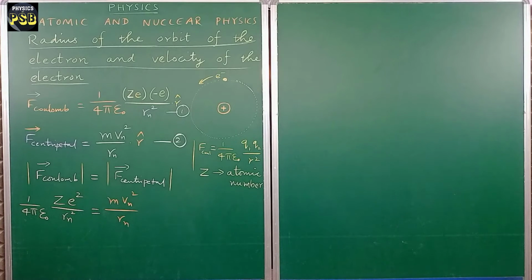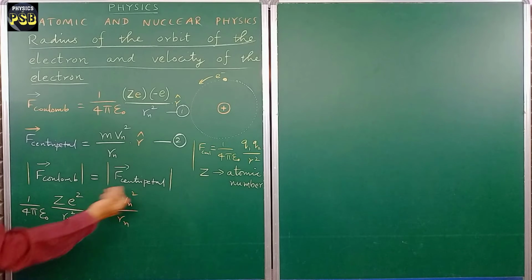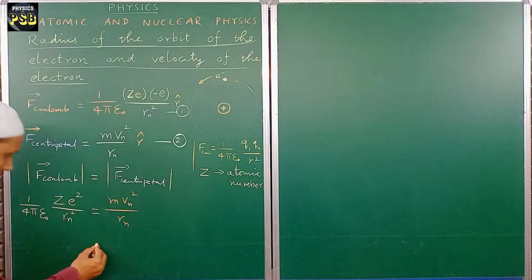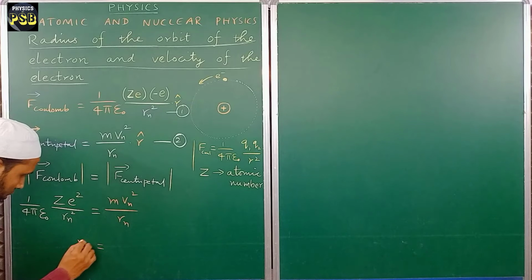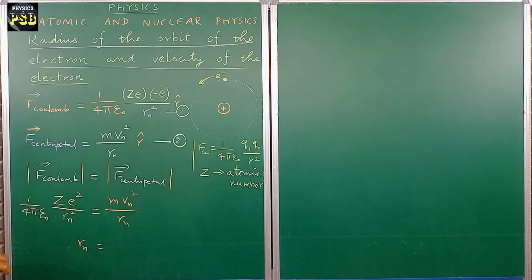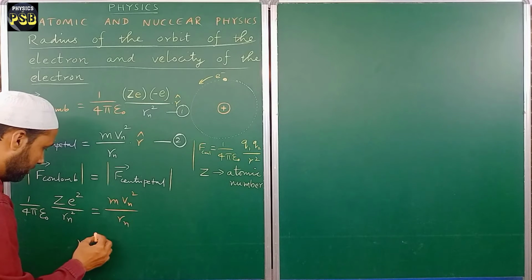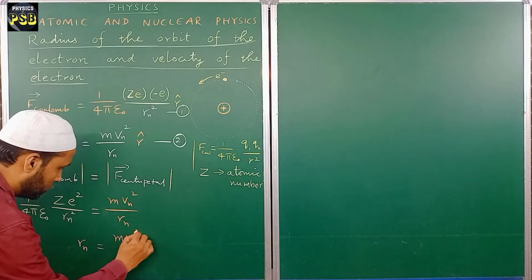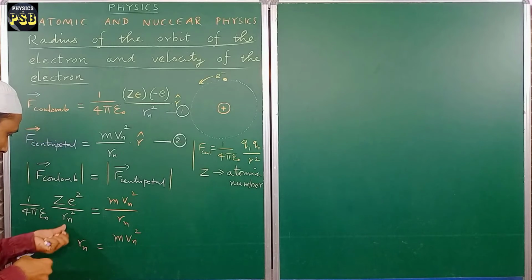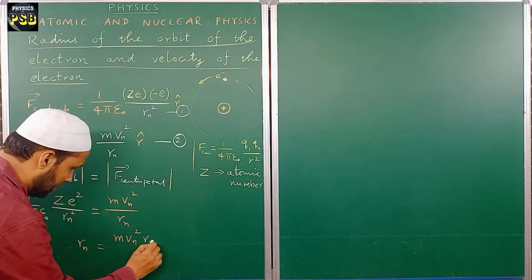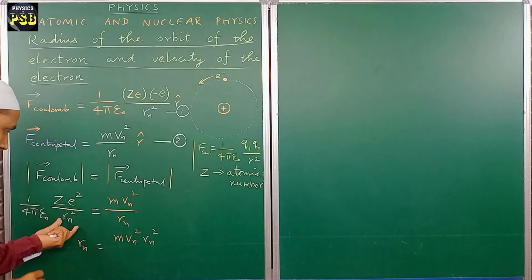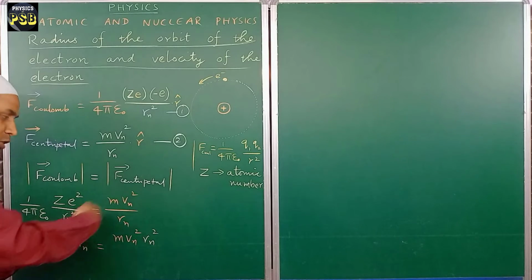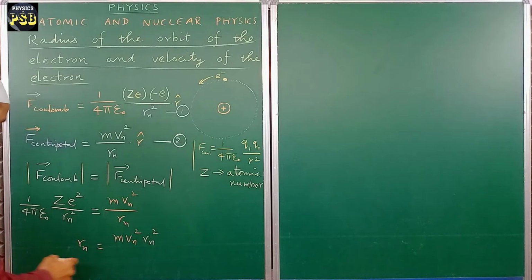So I'll bring Rn this side and the remaining terms are taken to the other side. Rn is brought here. The remaining terms are taken to that side. So what do I get? m vn square, then Rn square goes to that side. It is dividing here; when it is taken to the other side, it will multiply.